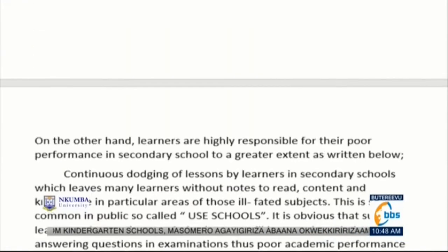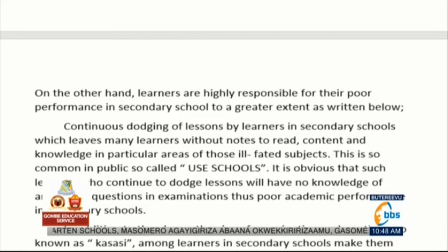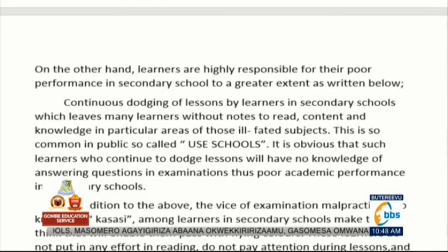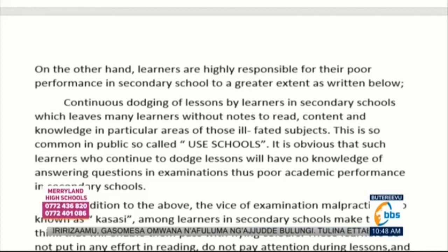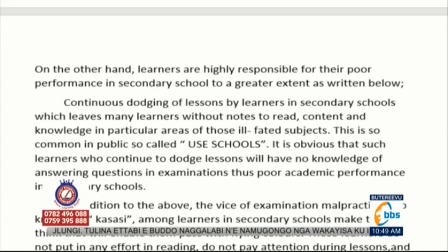Okay? So now I'm changing my side. I'm saying, on the other hand, learners are highly responsible for their poor performance. Okay? Highly is my stand of showing that learners are more responsible for their poor performance in secondary schools, and I've said to a greater extent, as follows or as below.